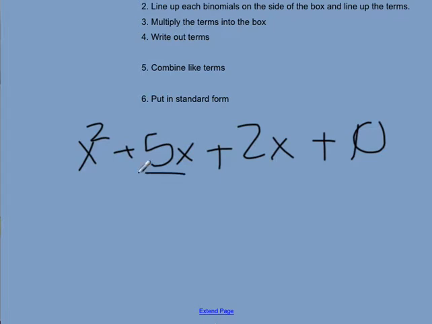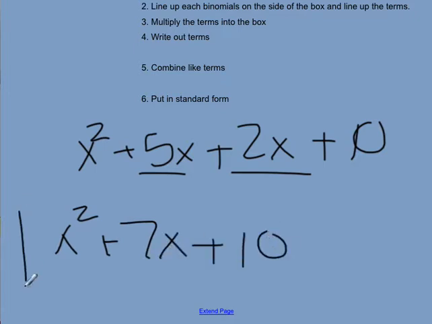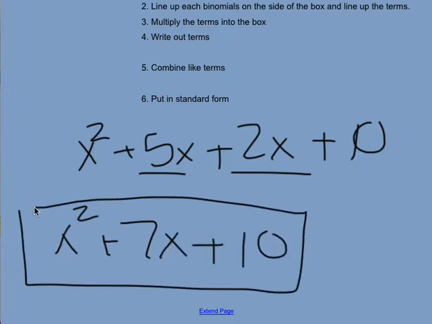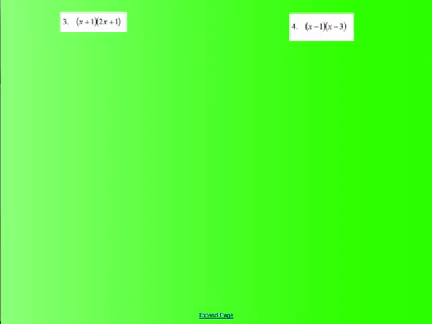So I need to add the 5x and the 2x. Now remember, we can't add it with the x squared because they have different exponents. So 5x plus 2x is 7x, and then we have plus 10. So this is our final answer in standard form. So from here on out, you can use whatever method you choose. I like to use the box method, so I'm going to go ahead and do that. So I'm going to multiply out the box.